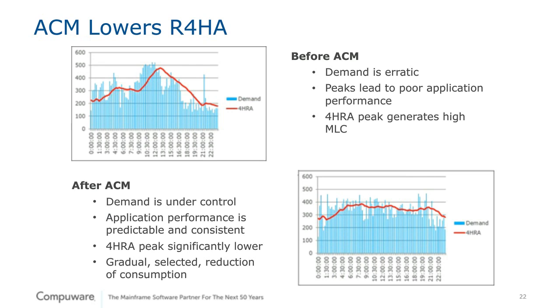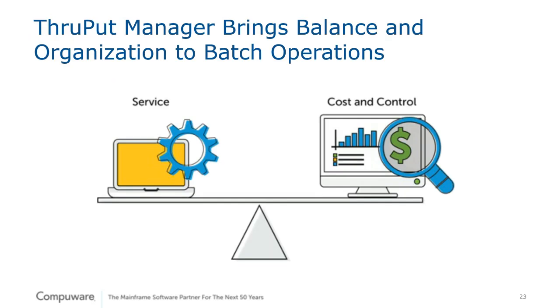Not every job is worth paying more MLC to run. You have to ask yourself that in your installation. The more you can flatten your rolling 4-hour average across the month, the more you save. ACM ensures your low priority workloads do not add unnecessary costs to your MLC bill. This is how we enable you to contain cost without impacting service.